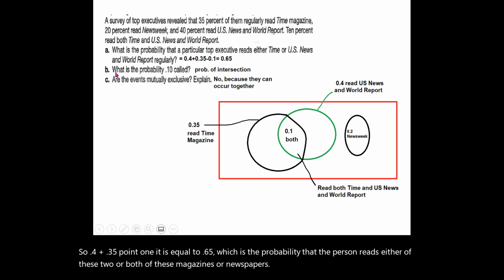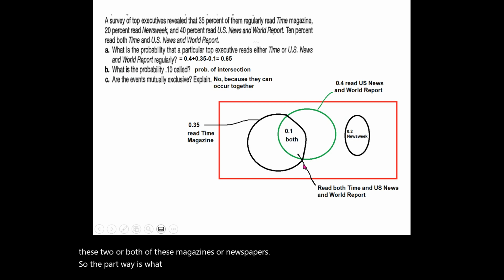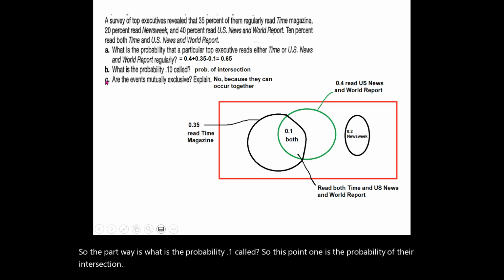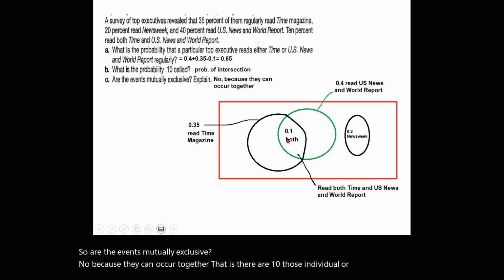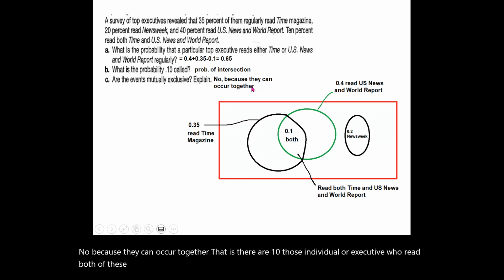So part B asks what is the probability 0.1 called. This 0.1 is the probability of their intersection. Okay, so are the events mutually exclusive? No, because they can occur together. That is, there are 10% of executives who read both of these magazines. So these are not mutually exclusive, right?